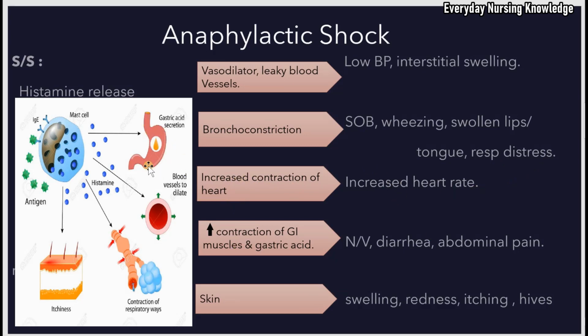Histamine can increase the contraction of the GI muscle and increases gastric acid production. As a result, the patient may experience GI symptoms. Example, nausea, vomiting, diarrhea, abdominal pain. Because of the interstitial swelling, skin, it can lead to swelling, redness, itching, and hives.